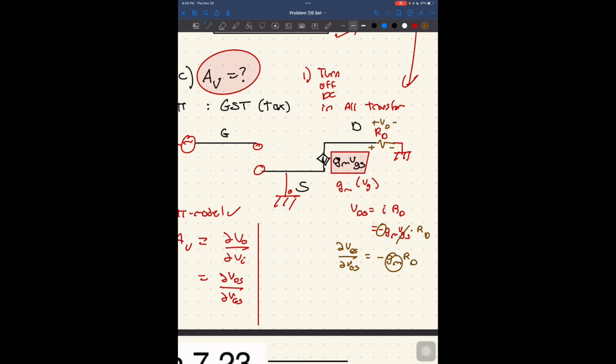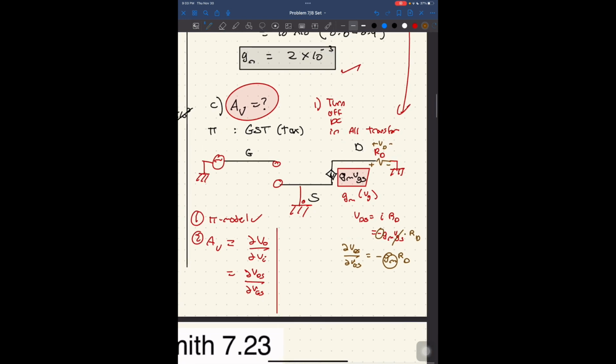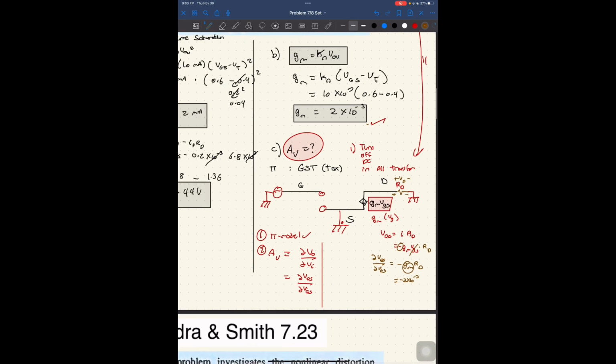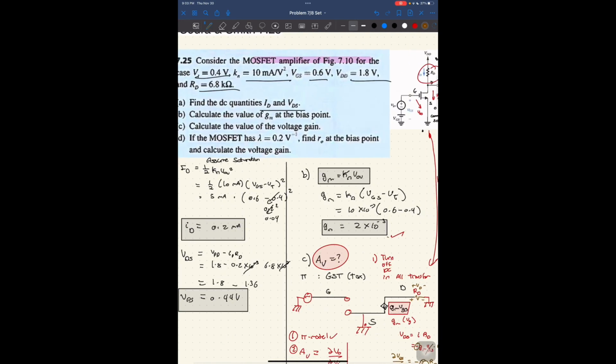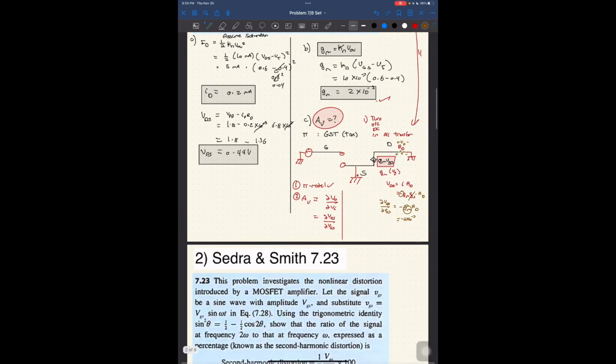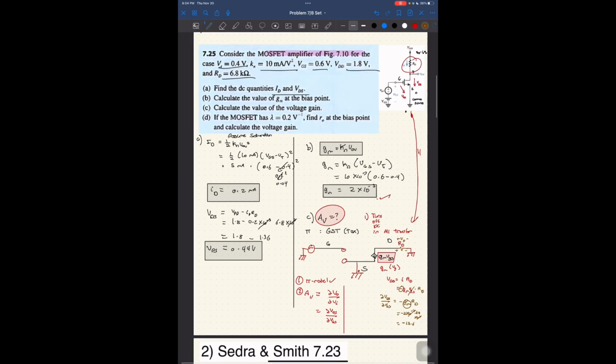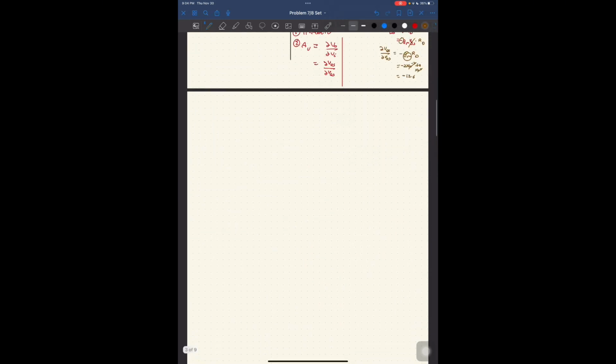Do I know what GM is? Yes, I do. GM is nothing but 2 times 10 to the negative 3. I found this above. So minus 2 times 10 to the negative 3. What is RD? Well, RD is nothing but the resistance that's been given to me, 6.8 kilo ohms. So times 6.8 times 10 to the 3. Cancel the things, and then we get 6.8 times 10 to the negative 2, which is minus 13.6. I think I made an arithmetic error. No, I'm good. Okay, so we're done with this part. Let us continue.